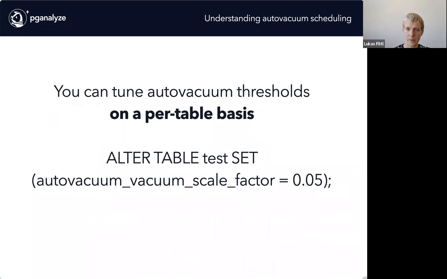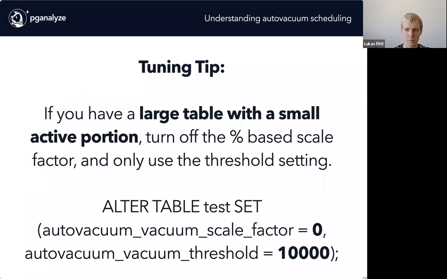Now, you can tune these Autovacuum thresholds on a per-table basis. So you can go in and alter table and set the Autovacuum scale factor, for example. Oftentimes, and this is another tuning tip for you, if you have a large table with a small active portion, you should turn off the percentage-based scale factor, because that will be very high, right? Like you saw earlier, this table of 120 million rows means 11 million have to change for vacuum to trigger. And so it often makes sense for these large tables to instead set the scale factor to 0 and then set the threshold to a fixed number like 10,000, 50,000, 100,000, and then vacuum will kick off based on that.